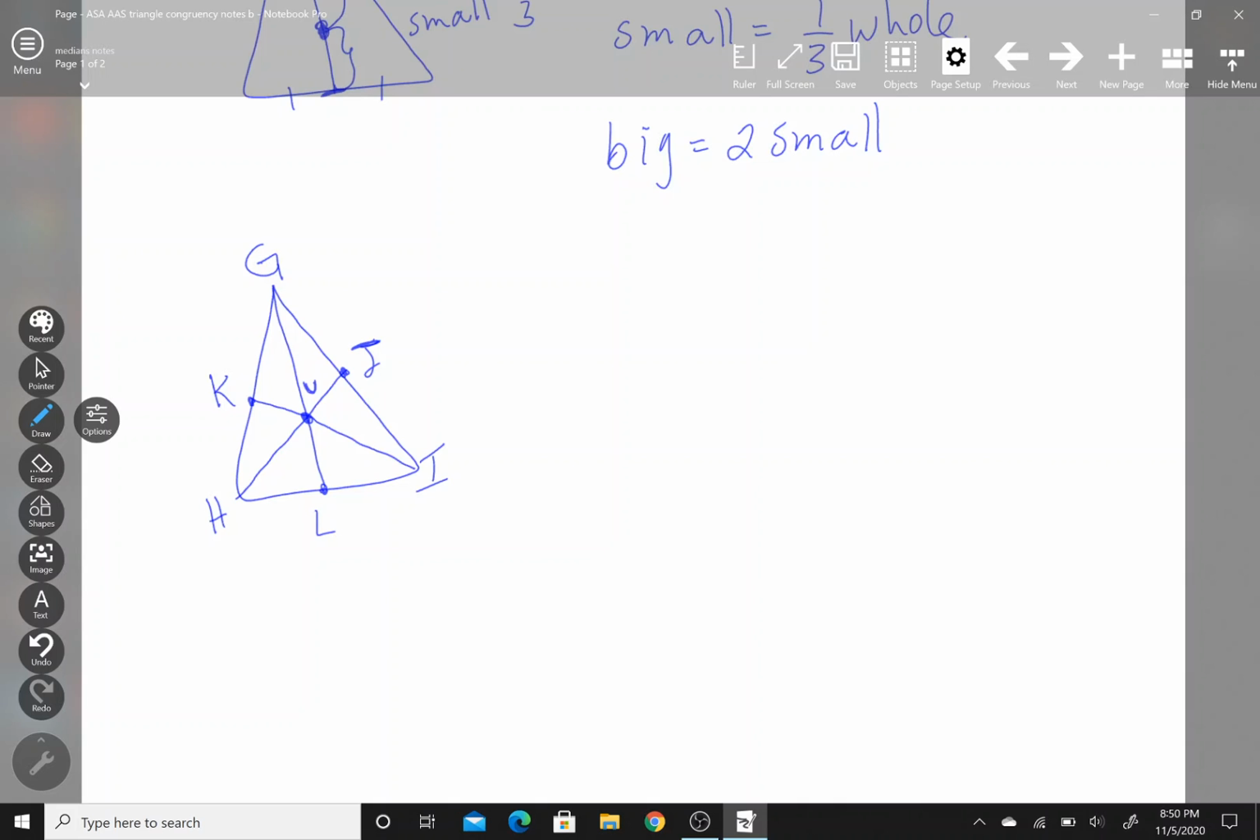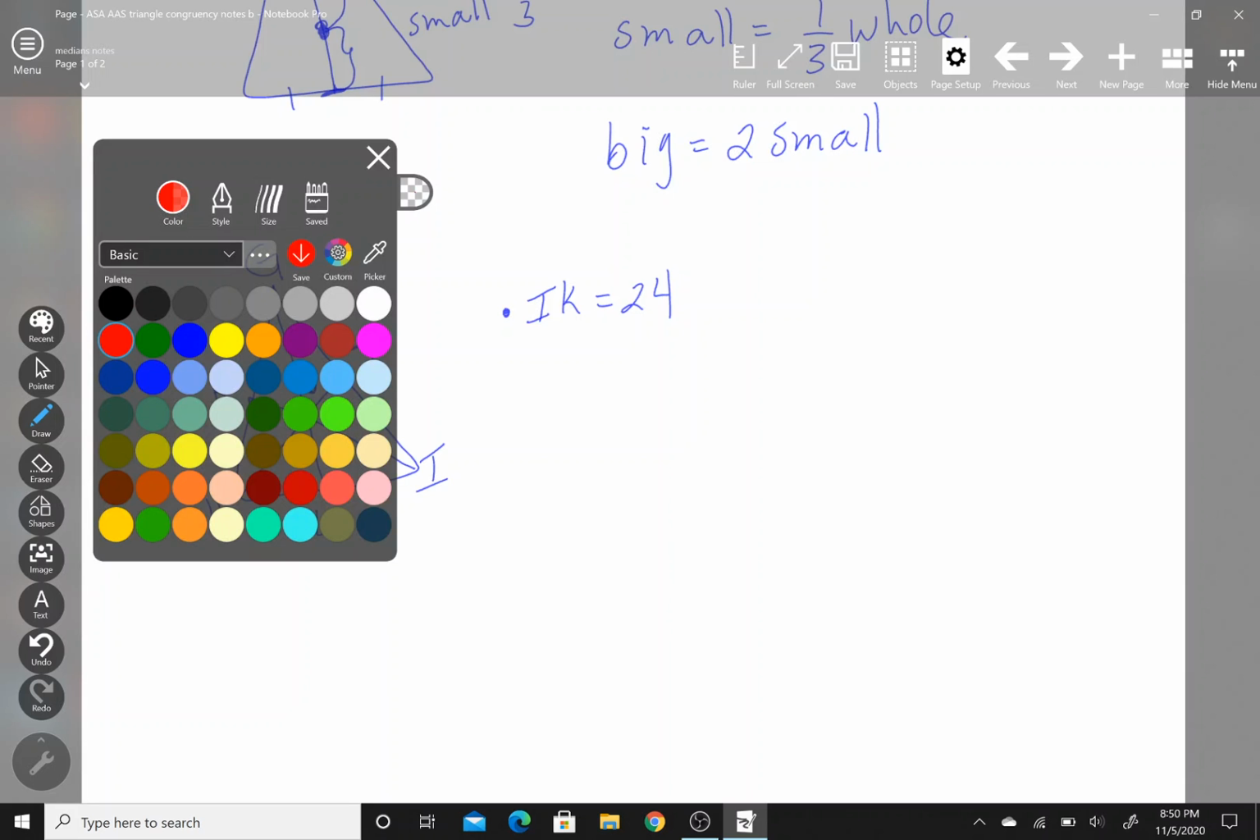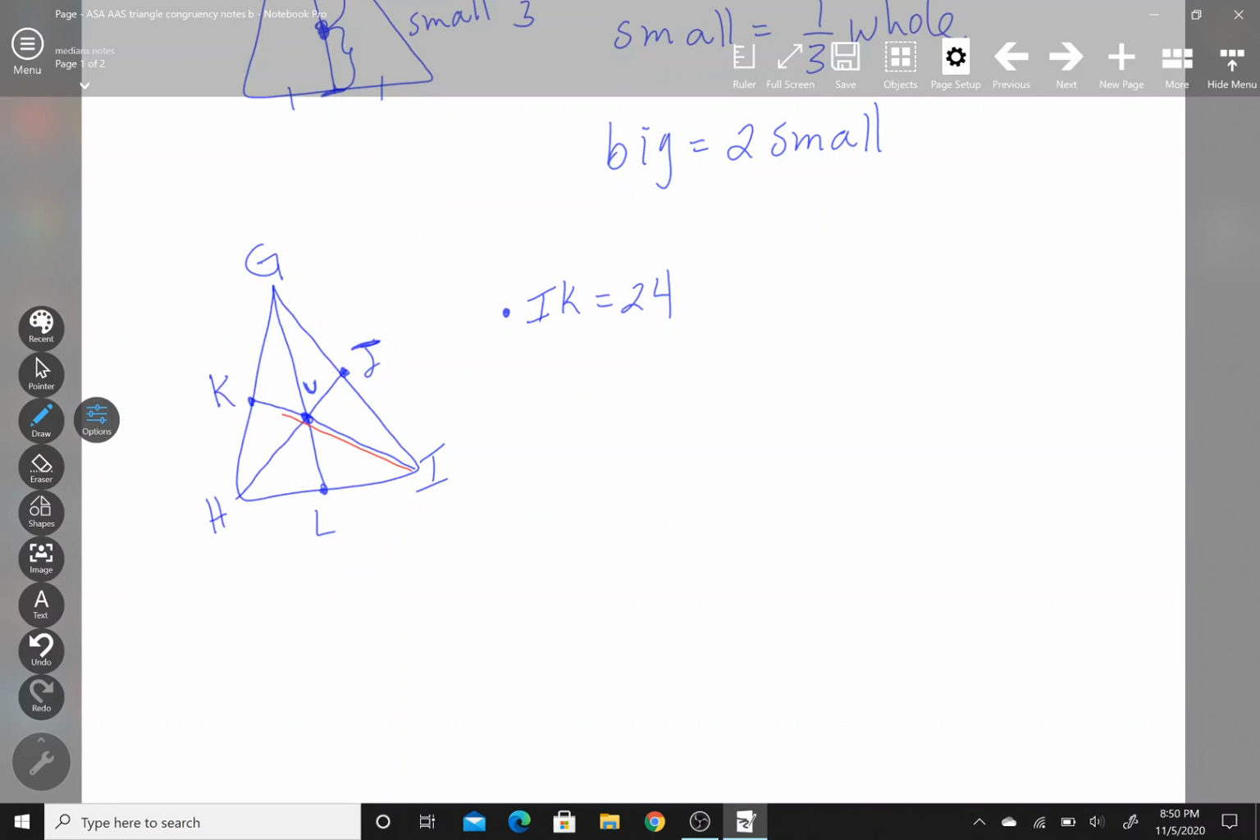They're telling us U is the centroid of triangle GHI. Now, they're telling us IK is 24. IK is the entire distance from I to K. IK is the whole thing. That's the whole. And then they want us to find out what IU and UK are. So IU and UK, what are they?